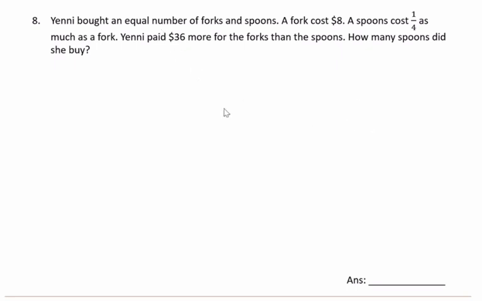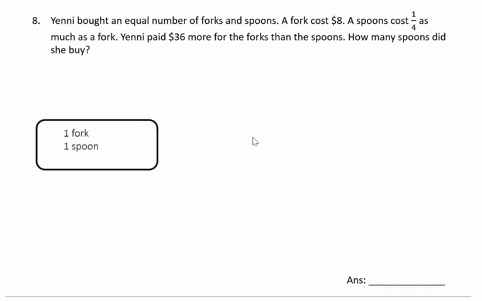Same thing, equal number, right? One group will have 1 fork and 1 spoon. You know the cost of a fork, which is $8. So you put arrow $8. Okay. But what about the spoon? A spoon is 1/4 of what the fork costs. So you need to find the cost of the spoon by taking 8 divided by 4. 1 spoon costs $2.